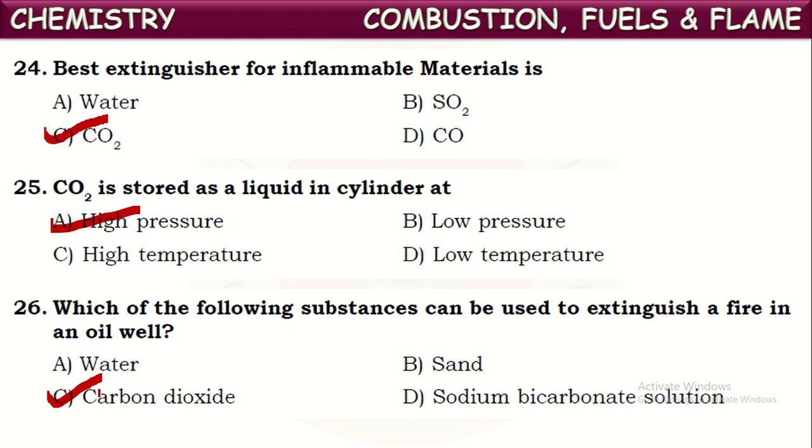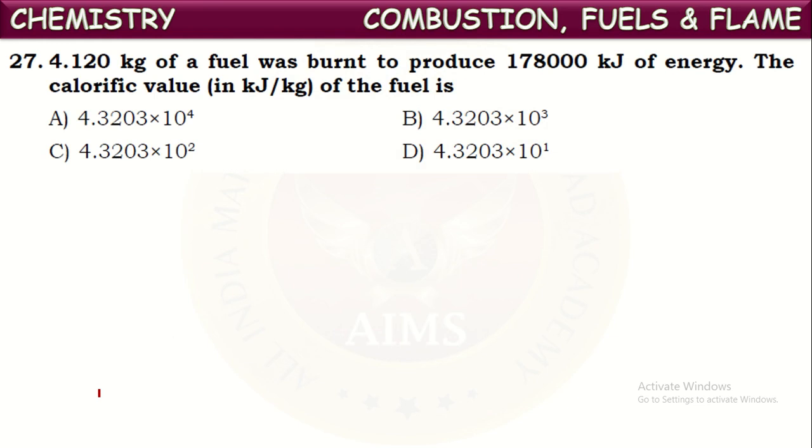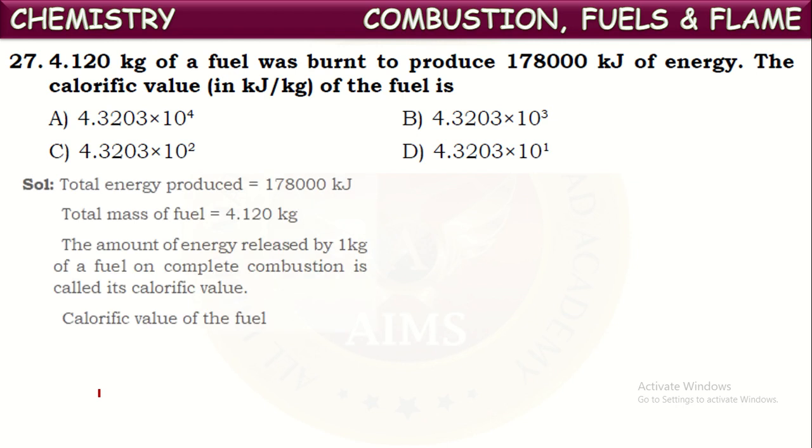Okay, next one. 4.12 kg of a fuel was burned to produce 1,78,000 kilojoules of energy. The calorific value of that fuel is. So what have they given here? The total energy produced by the combustion of the fuel is given as 1,78,000 kilojoules, and the total mass of the fuel is mentioned as 4.12 kilograms. Now we know calorific value means the amount of heat energy released by 1 kg of a fuel on complete combustion.